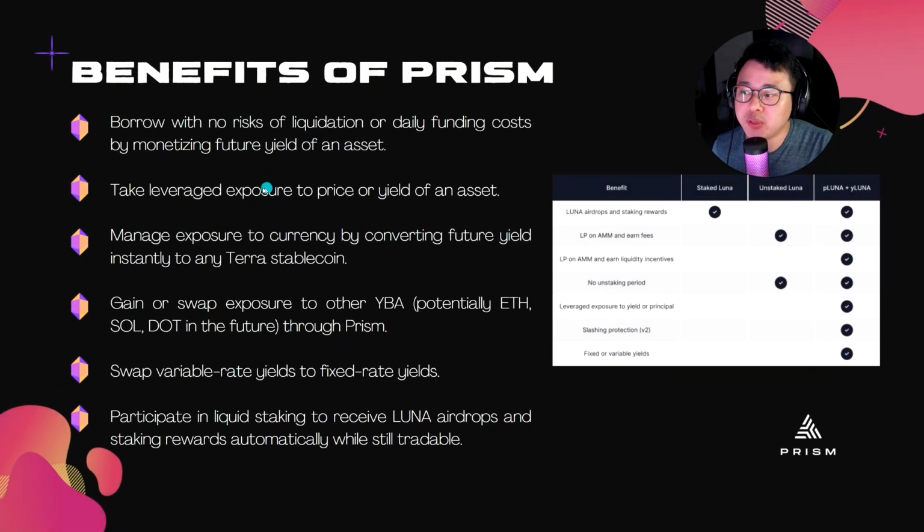So the benefits of Prism is that you get to borrow with no risk of liquidation or daily funding costs by monetizing the future yield of an asset. You can also gain or swap exposure to other yield-bearing assets such as ETH, Solana, DOT or Atom, etc. in the future through Prism. And last but not least, you can participate in liquid staking to receive Luna airdrops as well as staking rewards automatically while still ensuring that your Luna is tradable and liquid by having it in the form of yLUNA and pLUNA.